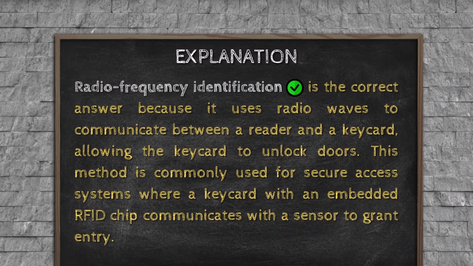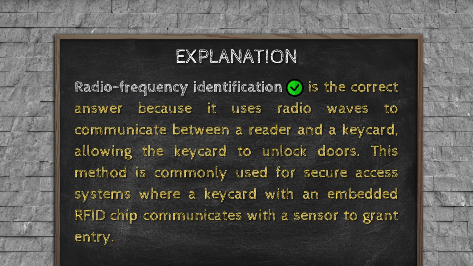Explanation. Radio frequency identification is the correct answer because it uses radio waves to communicate between a reader and a keycard, allowing the keycard to unlock doors. This method is commonly used for secure access systems where a keycard with an embedded RFID chip communicates with a sensor to grant entry.